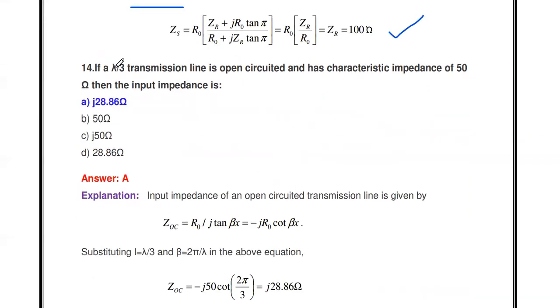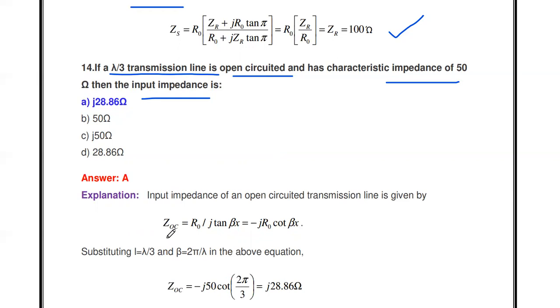Then the next question: if a lambda by 3 transmission line is open circuited and has the characteristic impedance 50 ohms, then the input impedance is dash. So for an open circuited transmission line, Z0 is given, the length is given, and we have to find the input impedance. So you know the formula. What is the input impedance?